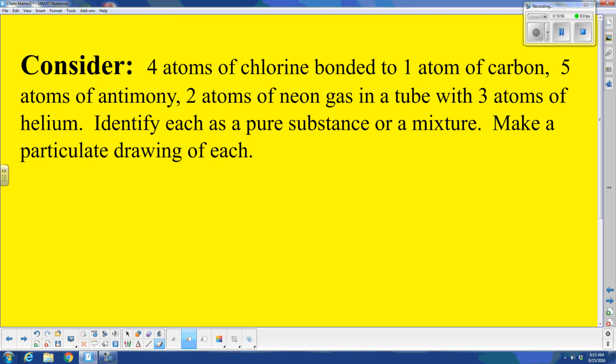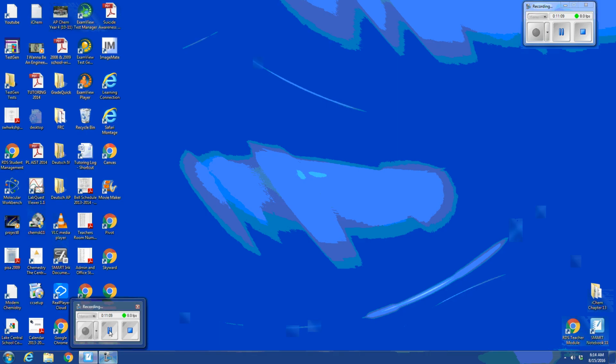Here you go. You guys do this one. You have 4 atoms of chlorine bonded to 1 atom of carbon. You have 5 atoms of antimony, and then 2 atoms of neon gas in a tube with 3 atoms of helium. Draw them. Bring me back when you're ready.